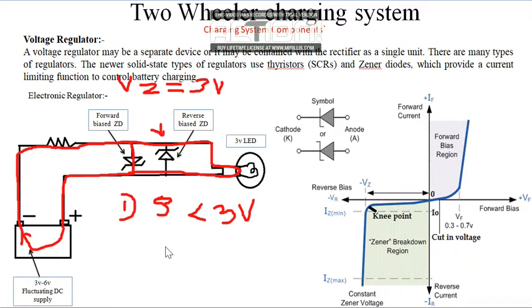Now the second case, where the color changes: when the source is greater than 3 volt, when the DC supply is greater than 3 volt. In the previous case, the first case, the light is supposed to glow because the supply is less than or equal to 3 volt. Now in the second case, the source is greater than 3 volt.